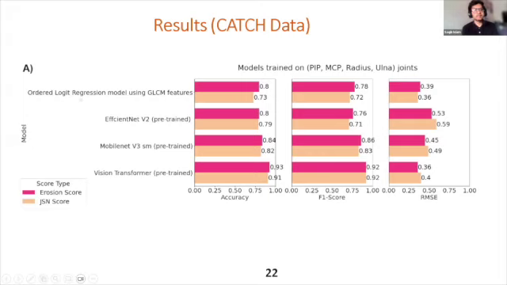We also tried a baseline logistic regression model using traditional image features extracted from the joint images, which also performed relatively well. But the vision transformer model outperformed all the other models.